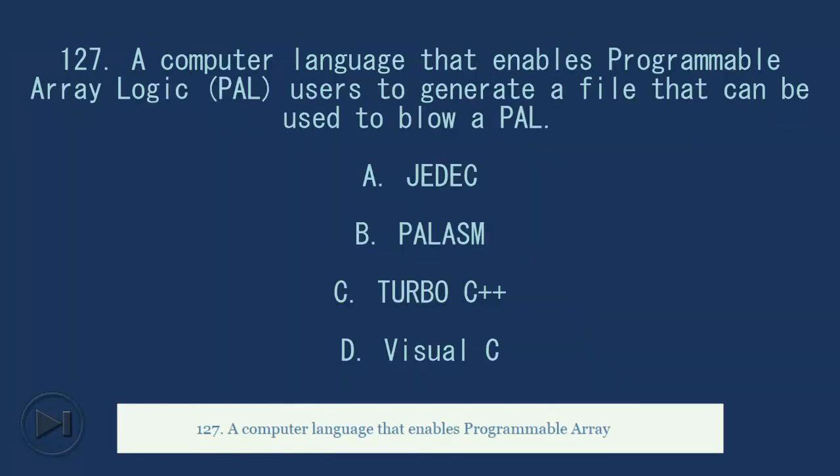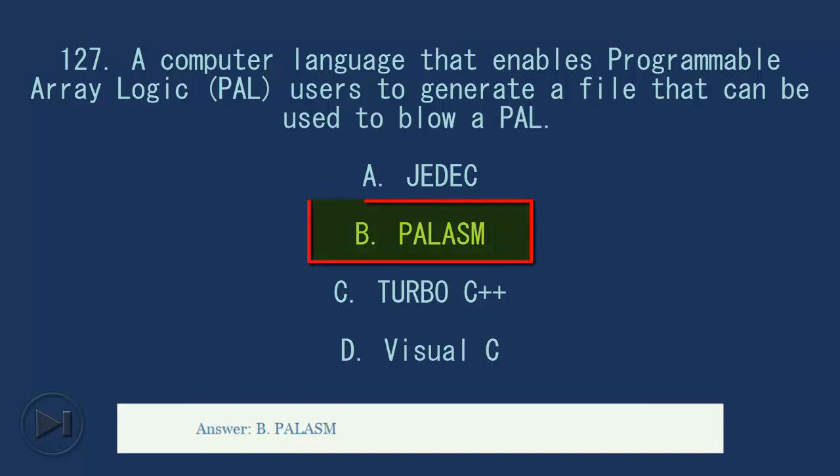127. A computer language that enables programmable array logic, PAL, users to generate a file that can be used to blow a PAL. A. JEDEC. B. PLASM. C. Turbo C++. D. Visual C. Answer: B. PLASM.